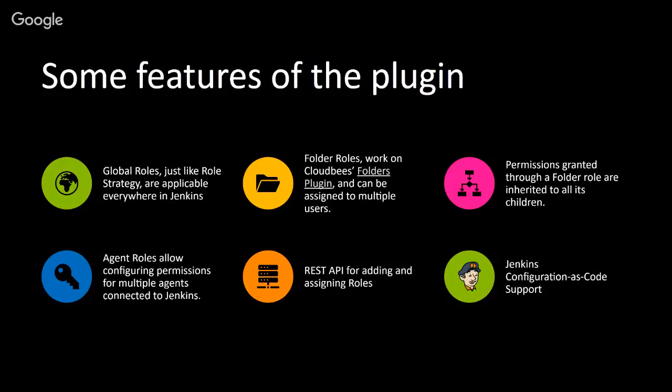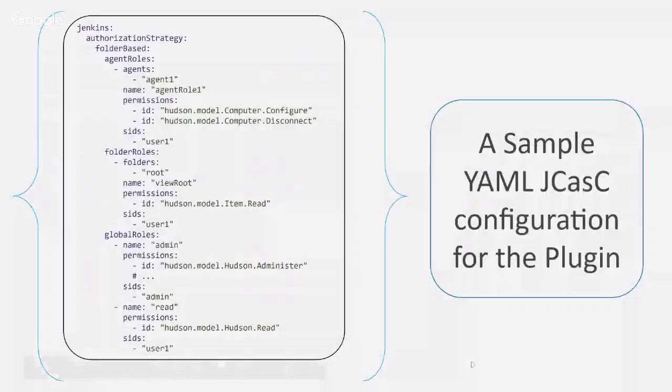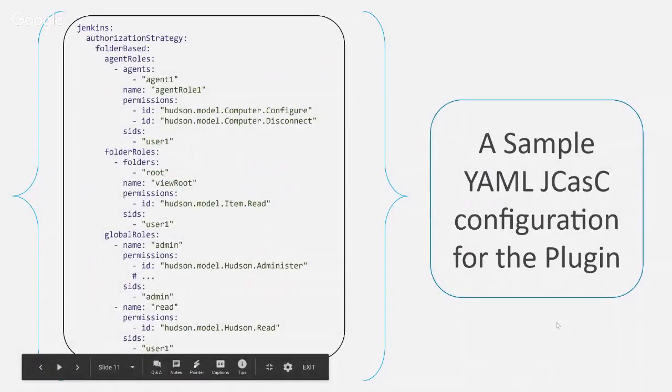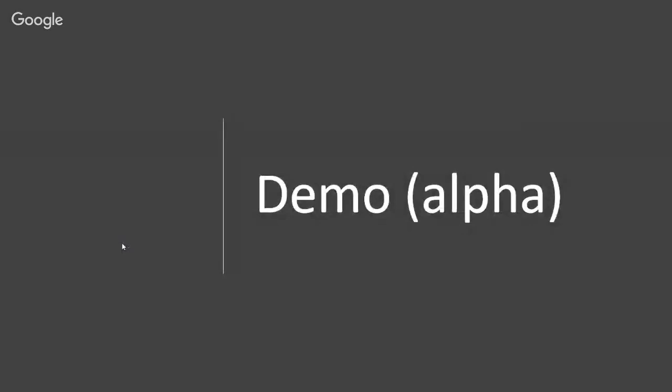Now, we also have REST APIs for adding and assigning roles, and we have full Jenkins Configuration as Code support. This is what a sample Configuration as Code YAML configuration looks like, and you can just specify the agent roles, folder roles, and global roles here. Now, I'll move on to a quick demo of the plugin.